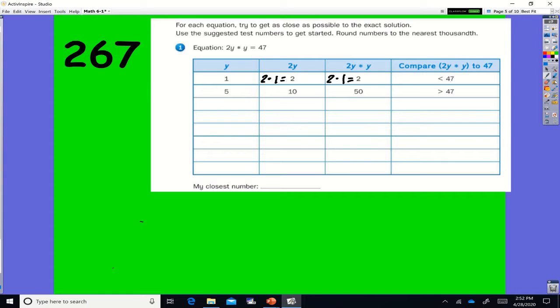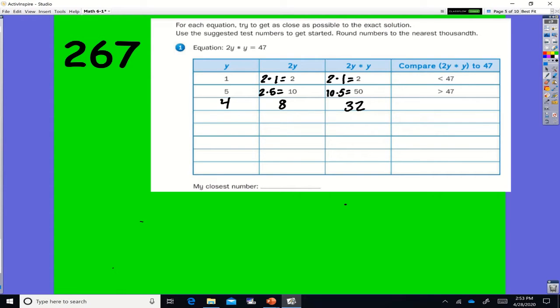Do the same thing with 5. 2 times 5 gives us 10. Since this already gives us 10, we're going to take 10 times 5. We're just putting that number in for that variable. Now 50 is greater than 47. So I'm going to try 4. 2 times 4 gives me 8. 8 times 4 is 32. Essentially, we're just multiplying these two numbers.